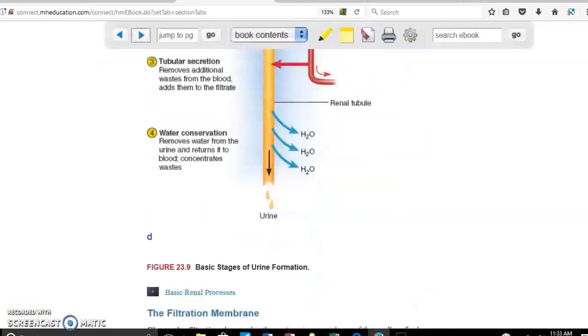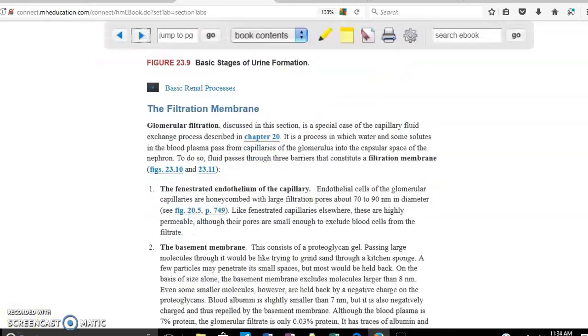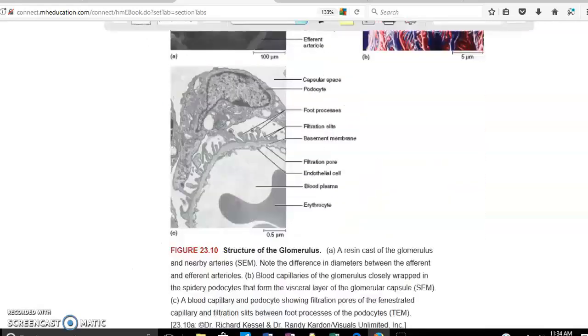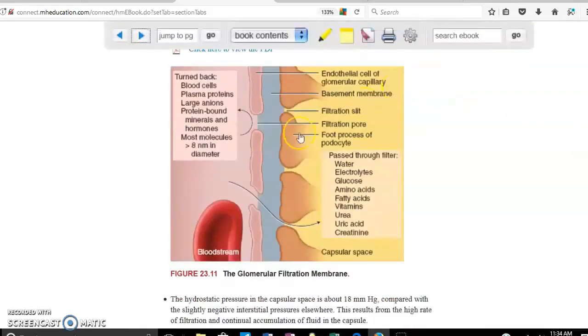If we scroll down, we can see that we have a filtration membrane. We need a filtration membrane so we can actually filter these things. That's going to be the walls of the capillary where the fenestrations are, the basement membrane, and the filtration slits. If we scroll down, we can see those things right here. This is where the blood is. These are the walls of the capillary with the holes with the fenestration. These are the basement membrane, and these are the podocytes.